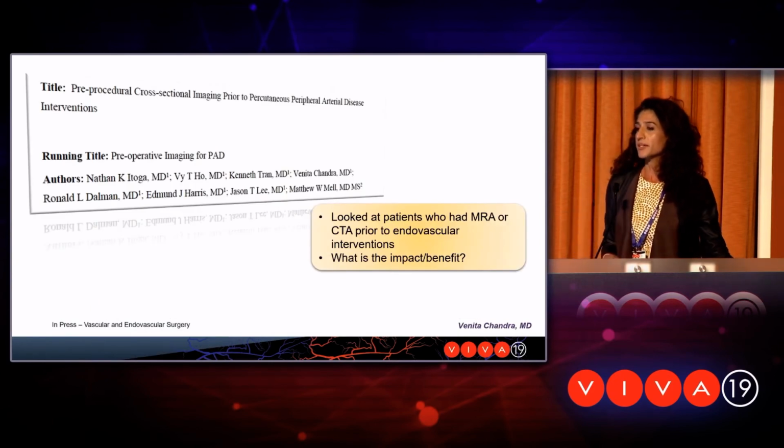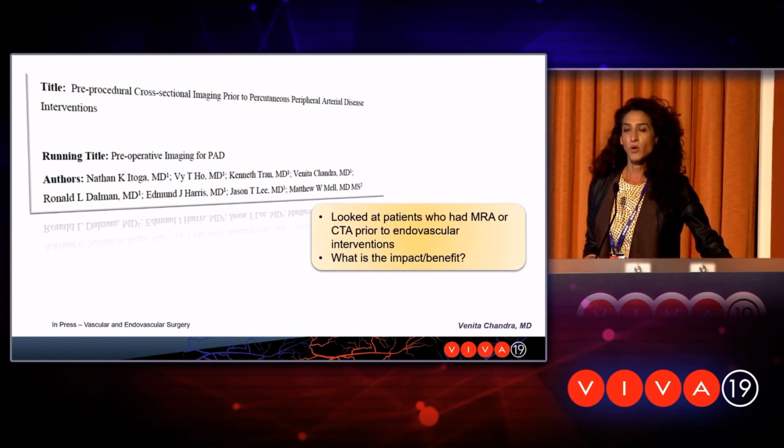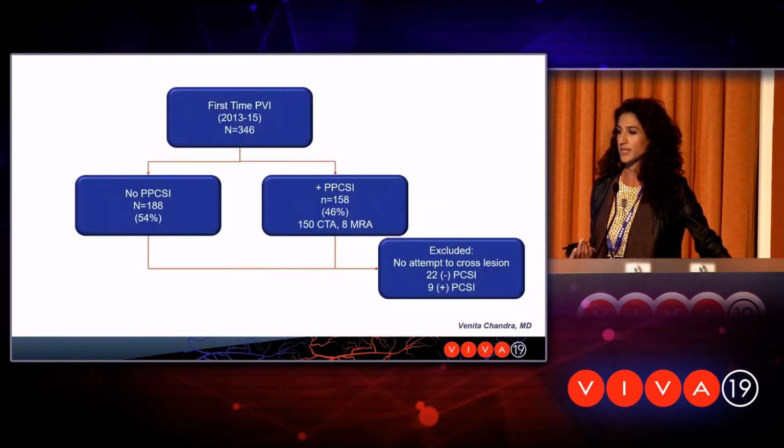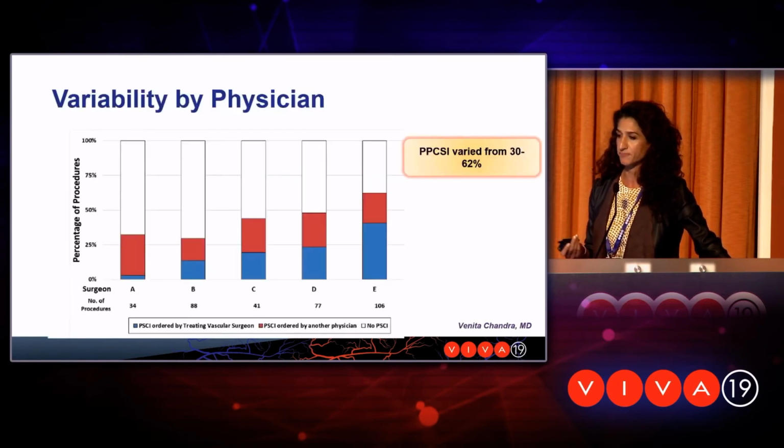The group then decided to look a little bit more at this. Could pre-procedural cross-sectional imaging impact our percutaneous or endovascular strategies? So this is what we looked at. We looked at patients who had first-time endovascular interventions at our institution over a period of time, and just essentially looked at whether they had cross-sectional imaging prior to their intervention or not, and it was roughly 54% to 46%. Patients who had just diagnostic imaging and no attempt at crossing or revascularization were excluded from the evaluation.